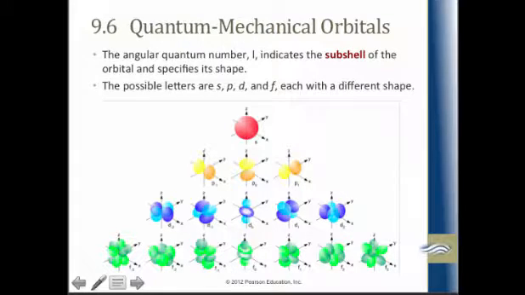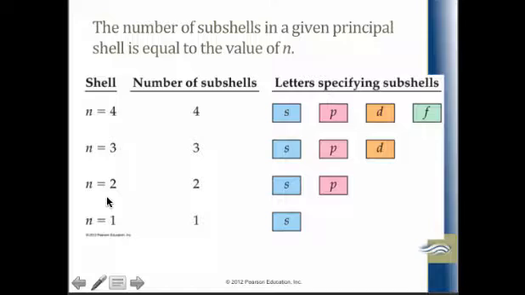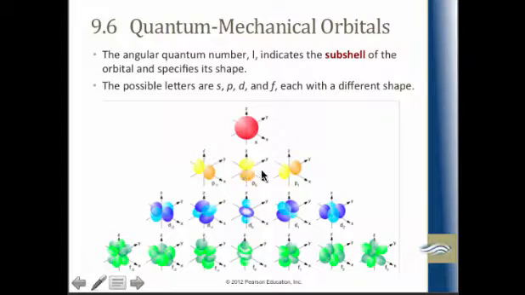That's s. When you're in the second energy level, you can have s or p orbitals, and the p orbitals are dumbbell shapes, and they can be on the x, the y, or the z axis. So it's px, py, pz.